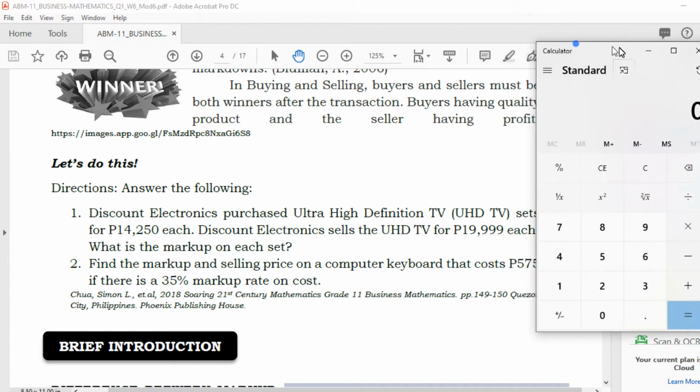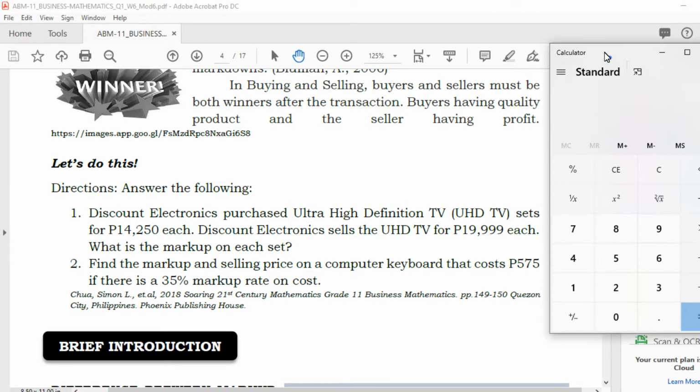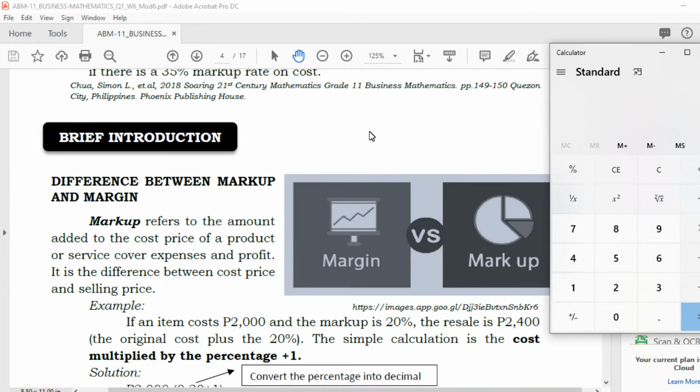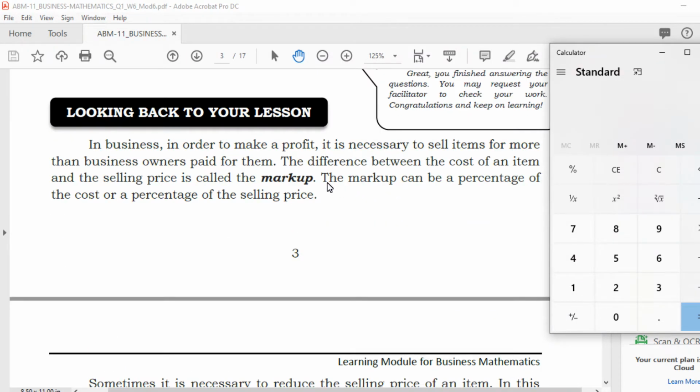Sabi dito, Discount Electronics purchase ultra high definition TV sets 14,250. So, ito yung original price niya. And then, binenta ni Discount Electronics at 19,999 each. So, what is the markup on each set? Sabi natin sa markup, di ba, ay the difference between the cost of an item and the selling price.